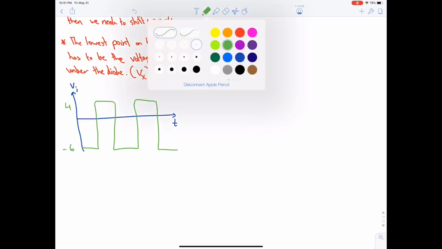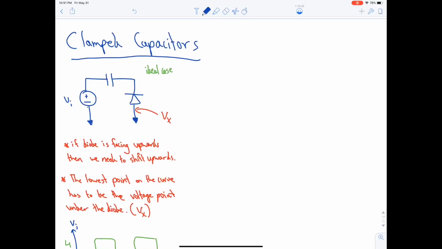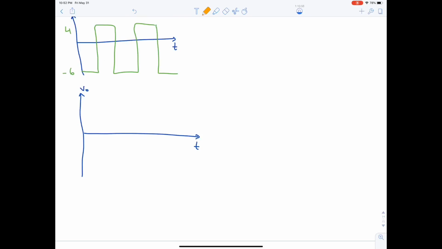Okay, so what's V output? Now as we said, this diode is facing upwards, so we have to shift upwards. Till which point? Till the lowest point is Vx, which is 0. So we need to shift upwards so that this lowest point becomes 0. So the output curve will be like this.